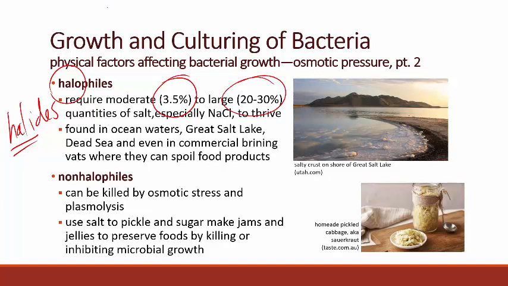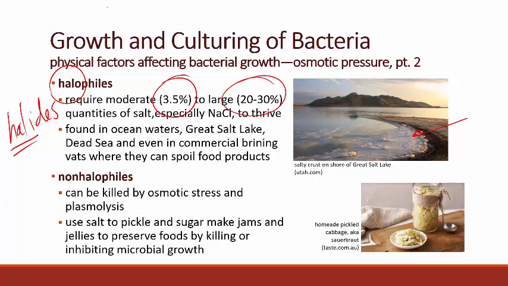And so here's an image of the Great Salt Lake, and you can see the salty crust that builds up on the shore there as the water evaporates. So there's halophiles, and then there are the non-halophiles. Non-halophiles can be killed by osmotic stress because of plasmolysis. And so that's why we use salt to pickle foods and sugar to make jams and jellies, because this creates a highly osmotically stressful environment for most of the non-halophiles that may be contaminating food, and it kills them off. It inhibits their bacterial growth.